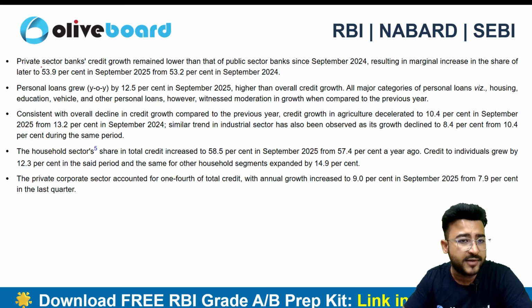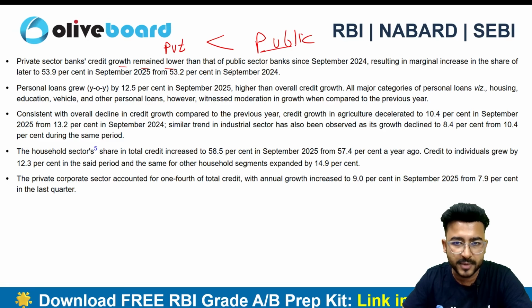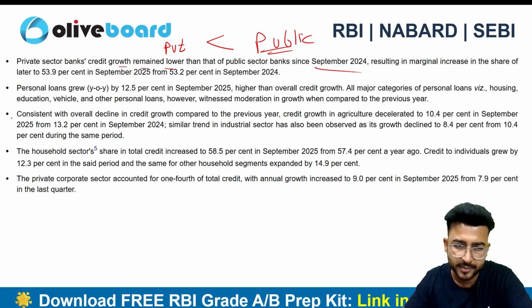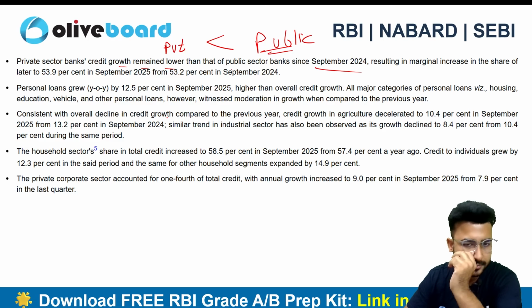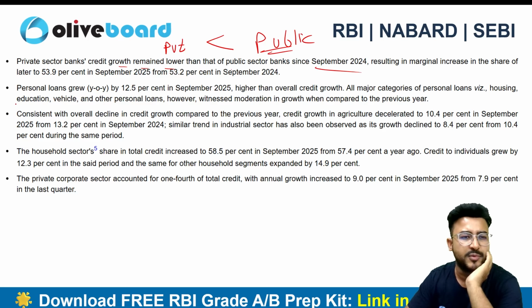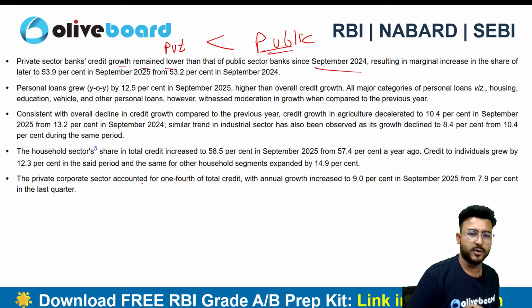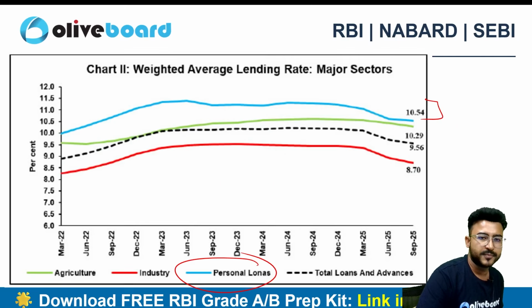Then we can see that the private sector bank credit growth remained lower than the public sector banks. So private banks' credit growth, we are talking here about the credit growth, is lower than the public sector bank, right? In September 2025, this you also need to remember here. Personal loans are growing the most, we have seen it in the chart itself, right? And you can have a quick reading related to the rest of the data as well. But what broadly you need to remember is the thing that I have taught you here, right?